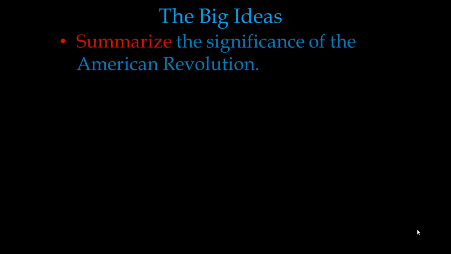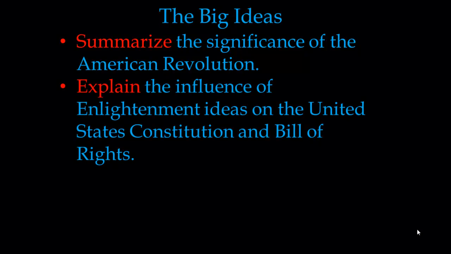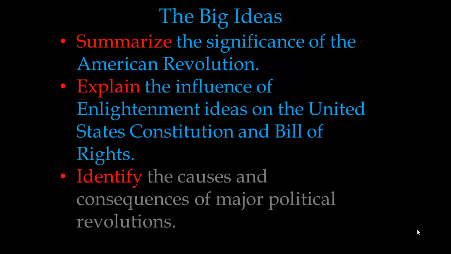Okay, last time we looked at the Enlightenment, and this time it's going to lead us into the American Revolution. And first thing I'm going to look at, as we did last time, are the big ideas. So we have three once again. First is to summarize the significance of the American Revolution. The second, explain the influence of Enlightenment ideas on the U.S. Constitution and Bill of Rights. And finally, once again, this is more of a unit big idea, is to identify the causes and consequences of major political revolutions. So with that being said, let's get started.